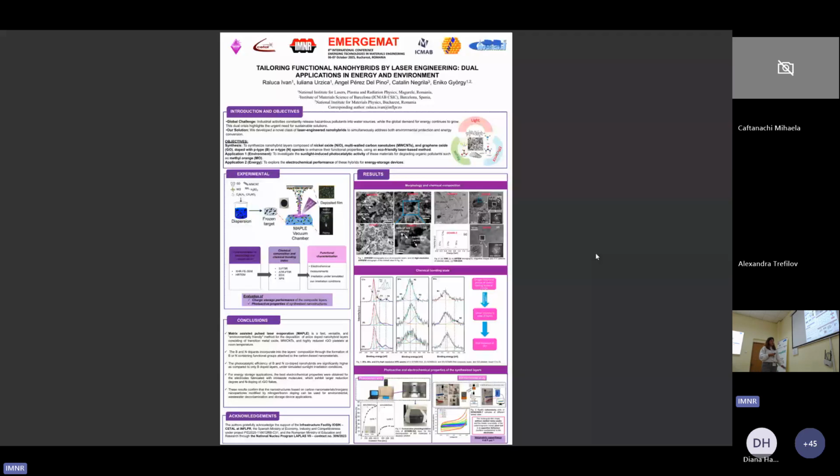So just to conclude, we believe that our laser technique could be a powerful technique to develop hybrid nanostructures for many applications, for energy, and also for environmental applications. Thank you so much.